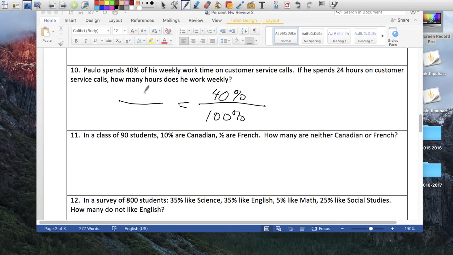40% is 24 hours. That's what he says. So 24 hours out of his week he spends talking to customers. So we want to find out here, what's the total number of hours that he works. Relationship here, none so far.